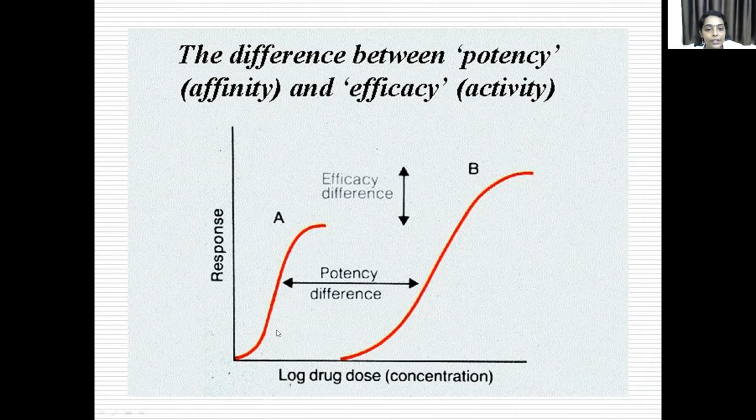So you can say that drug A is more potent than drug B, okay? Or if you want to say about drug B, it will be drug B is less potent when compared to drug A. Then on the y-axis, what do you plot as the response? And the height of the curve indicates the efficacy of the drug. So now again you can compare which drug is more efficacious, either drug A or drug B.